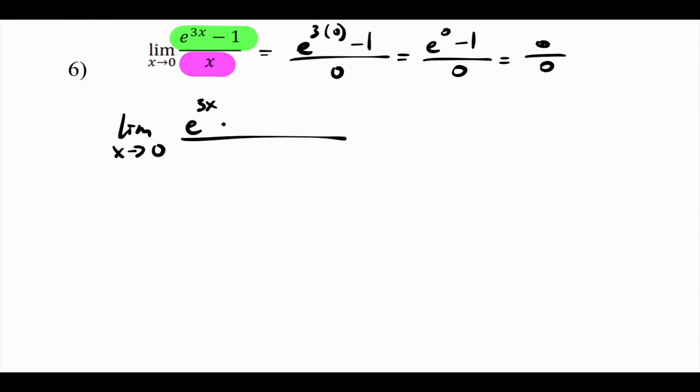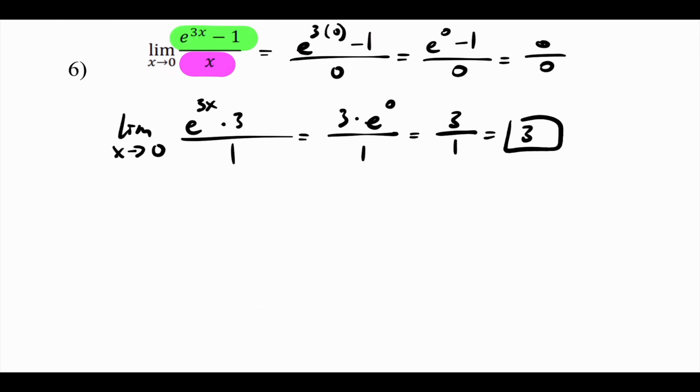Find the derivative of the exponent, which is 3 in this case. Okay? The derivative of 1 is just 0. So I don't even need those. Derivative of x is 1. Plug in 0 again. I get 3 times e to the 0 power over 1. So 3 times 1 over 1, 3.